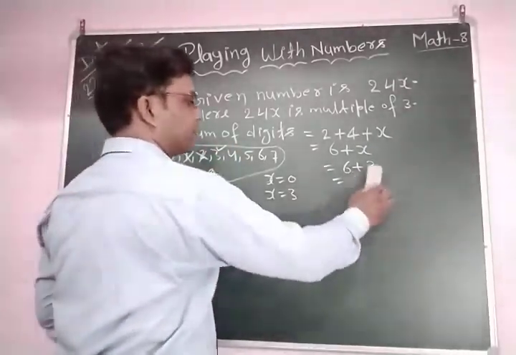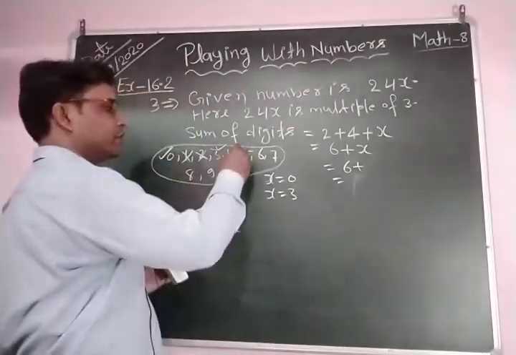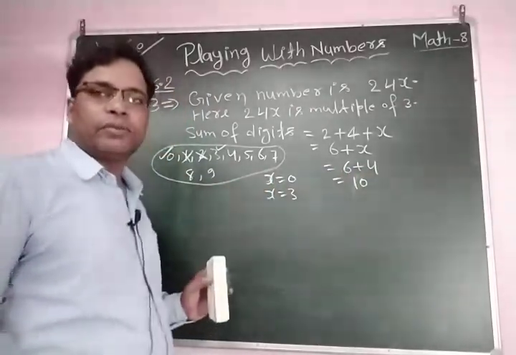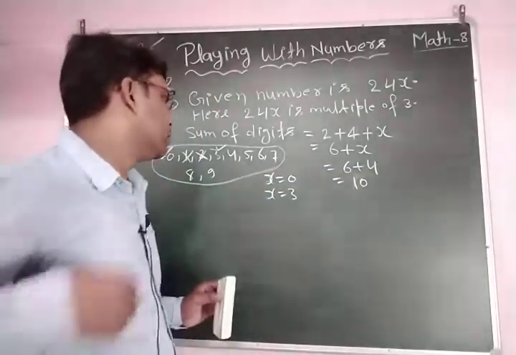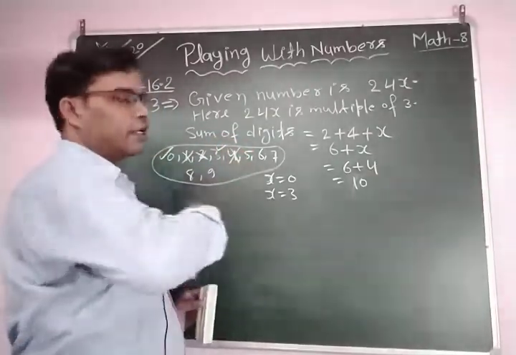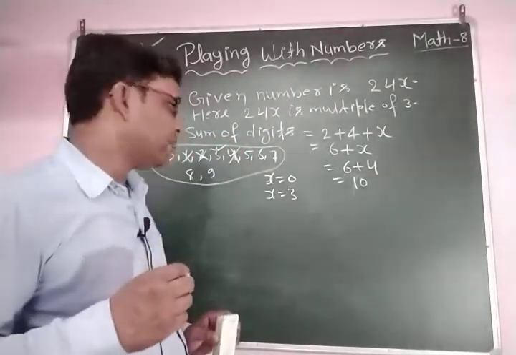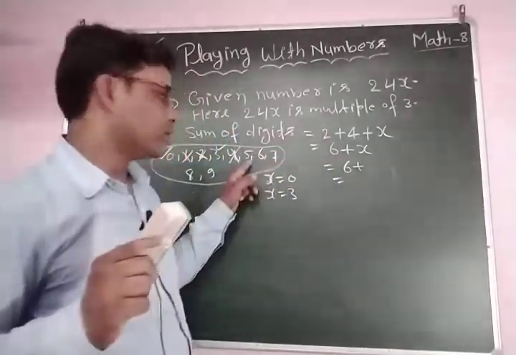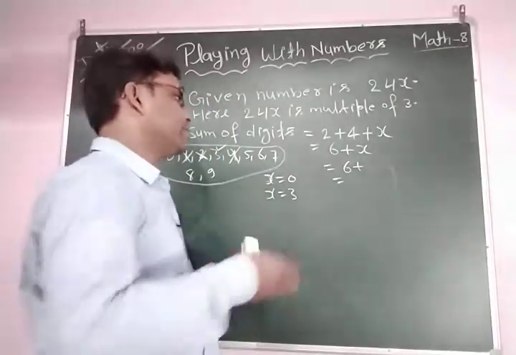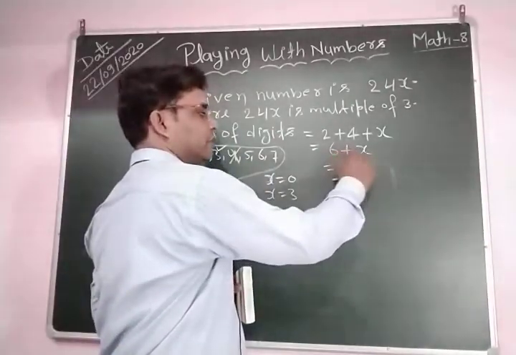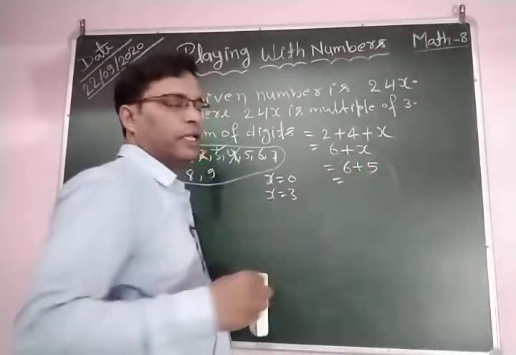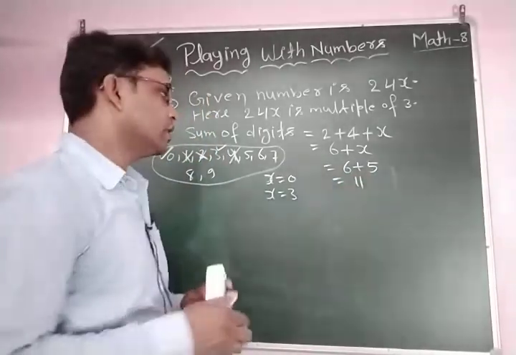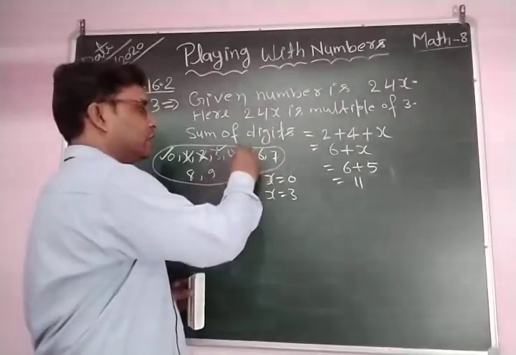Again we take the place of x as 4. If you write here 4, this is equal to 10. So 10 is not divisible by 3. So this number is also not a possible value of x. Okay, so again we erase here and we take x is equal to 5. If you take x is equal to 5, so here we put 6 plus x, and we take x is equal to 5, then it will become 11. So 11 is not divisible by 3. So again we reject this value of x.